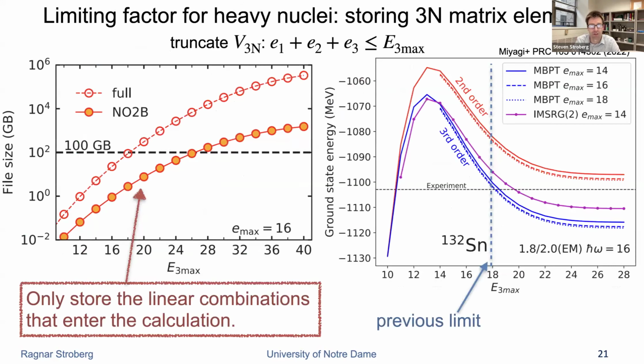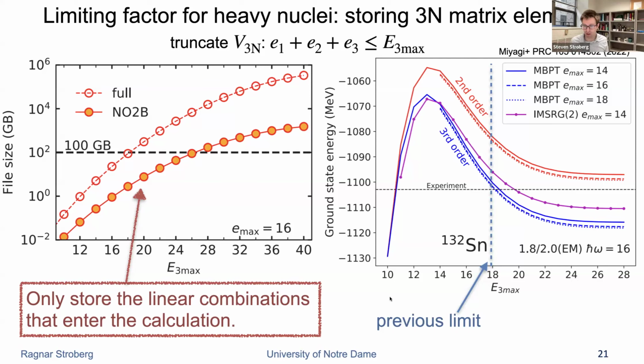I don't want to go too much into this, but the reason that this only happened in the last couple of years is because going to lead-208 was problematic because of the issue of storing all the 3-body matrix elements you need to do that. And we basically overcame this in 2022 by coming up with a clever storage scheme of only storing exactly the combinations that enter the calculation and reducing the storage by a couple of orders of magnitude, which allows you to do this.